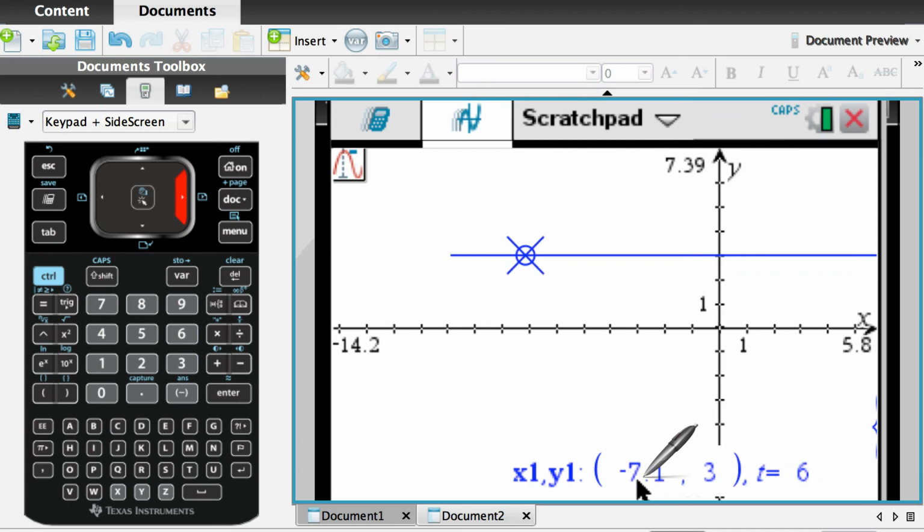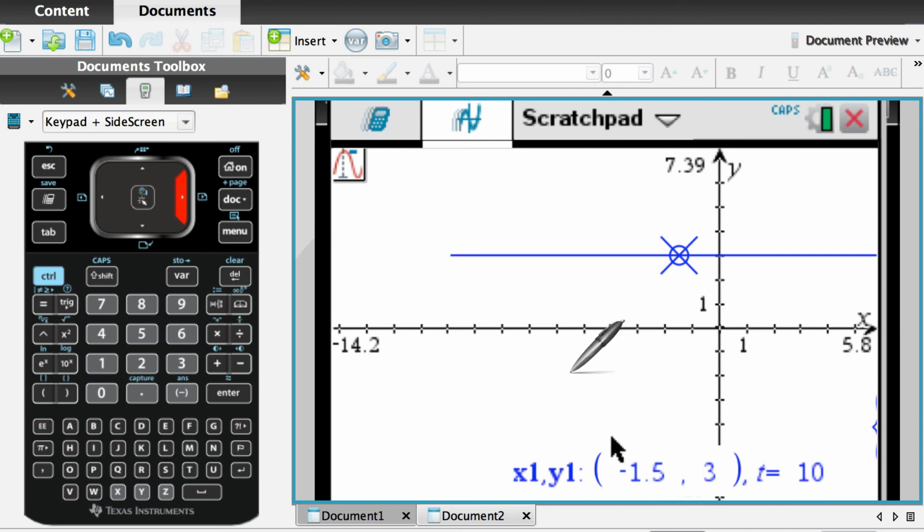Now I'm going to go to the right. Notice my time is still increasing as I'm going to the right. And we see that Gary is moving right, and then he starts to move left. So somewhere around 10 seconds.